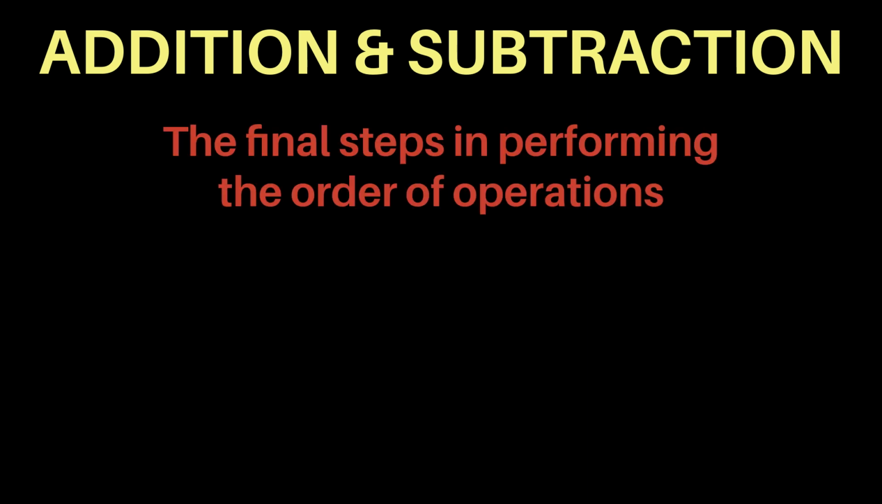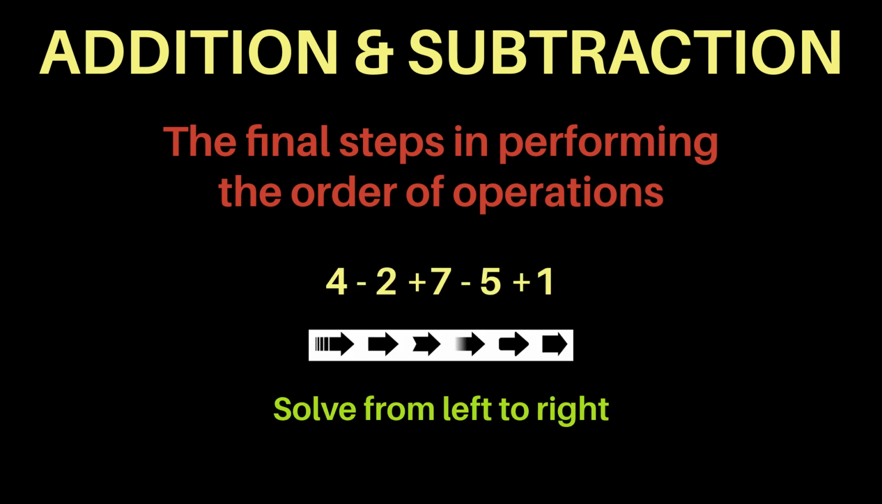Addition and subtraction. Finally, we evaluate addition and subtraction, again proceeding from left to right. Like multiplication and division, addition and subtraction have equal precedence and are performed in the order they appear. By following this sequence, we can systematically compute the final result of the expression.